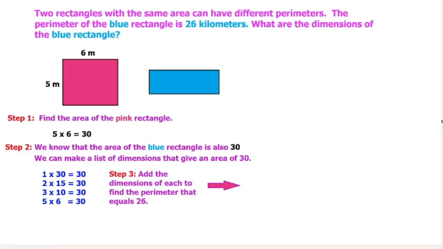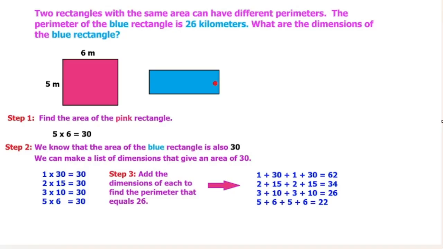So now what we can do is add the dimensions of each to find the perimeter that equals 26. So to find the perimeter of this rectangle, this has a length of 30 and a width of 1, right? When you do perimeter, you walk around the whole thing. So say this is 30 and this is 1. This would be 30 and this is 1. So you'd go 30 plus 1 plus 30 plus 1. So that's how this is.